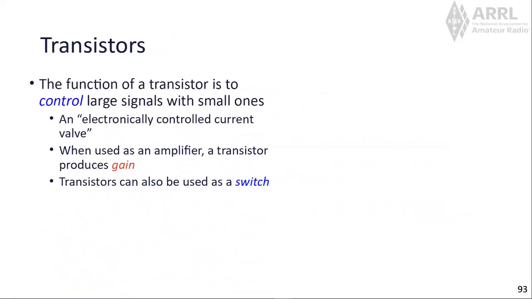Transistors. The function of a transistor is to control large signals with small ones. You can think of it as an electronically controlled current valve. When used as an amplifier, a transistor produces gain. Transistors can also be used as a switch. You can design the circuit so that the transistor is either on or off with the signal change, and they don't operate in the middle mode. Okay?